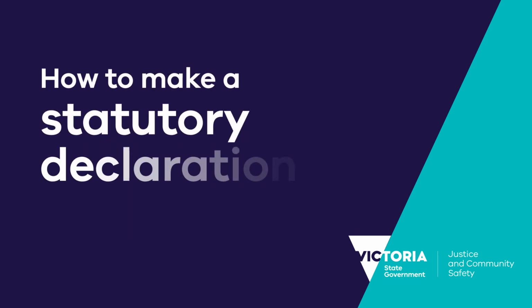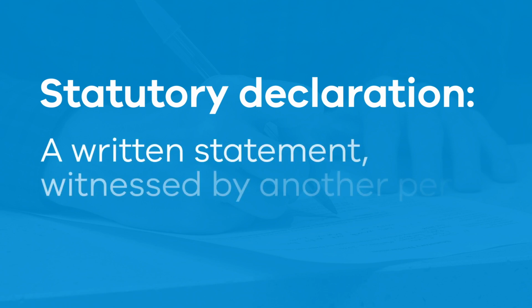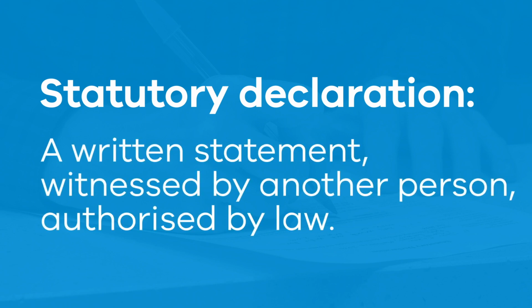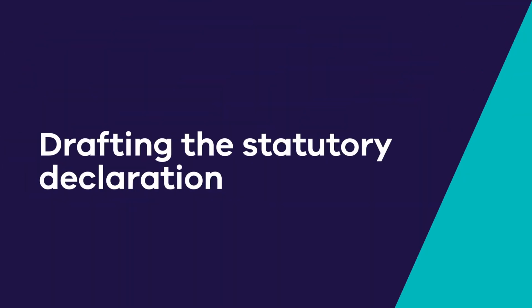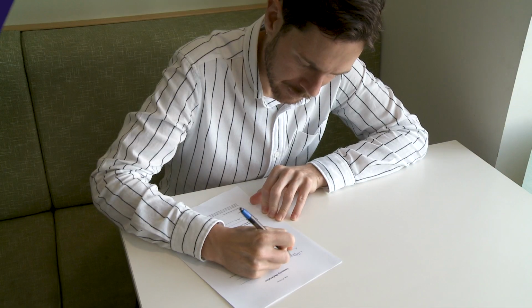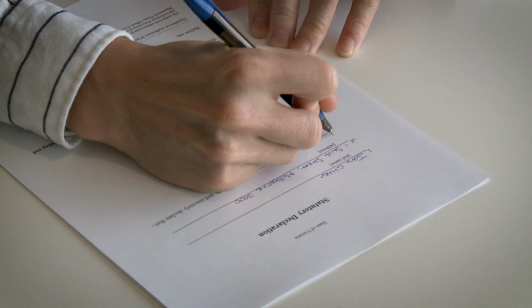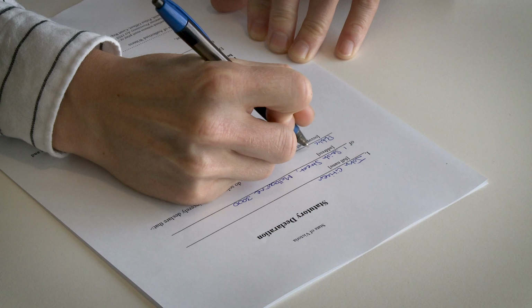This video shows how to make a basic statutory declaration in Victoria. A statutory declaration is a written statement of information that is witnessed by another person who is authorised to do so by law. You can type or write most of the statutory declaration before visiting an authorised witness, but don't sign it yet. This needs to be done in their presence.